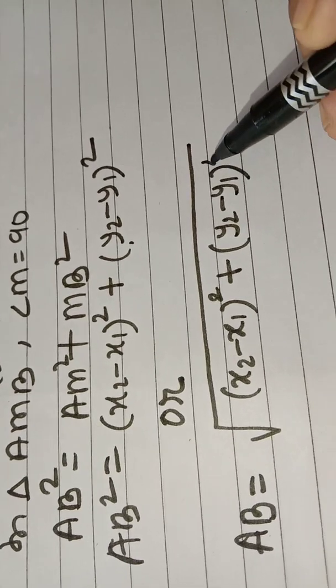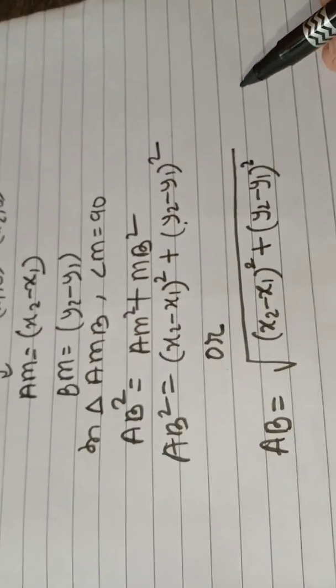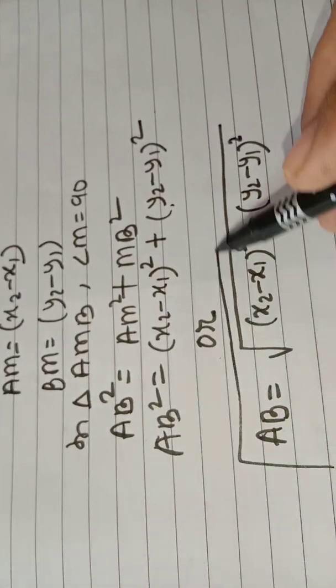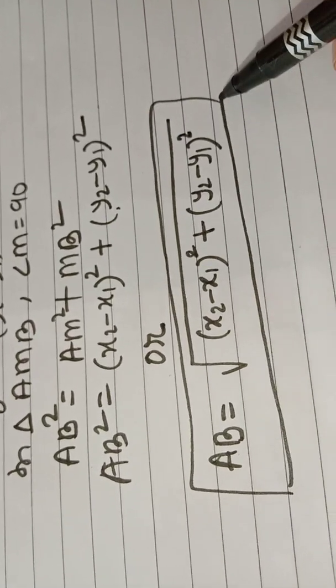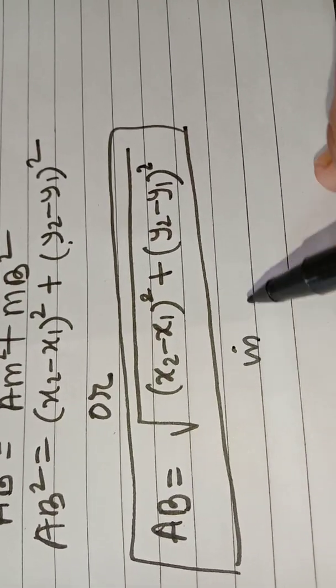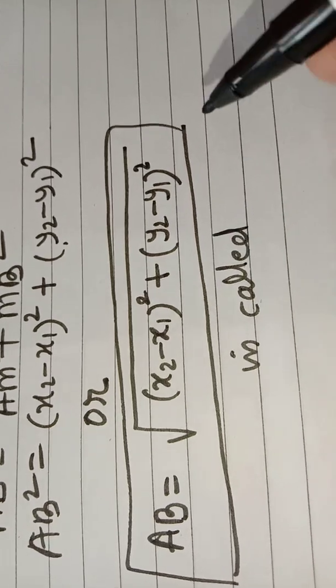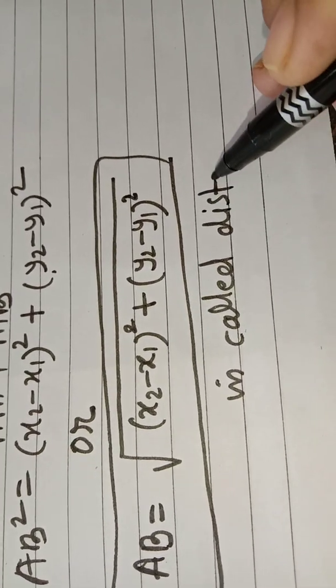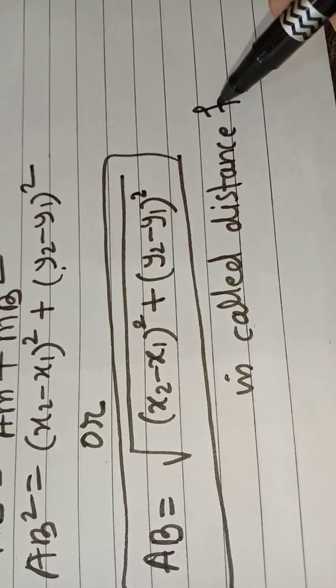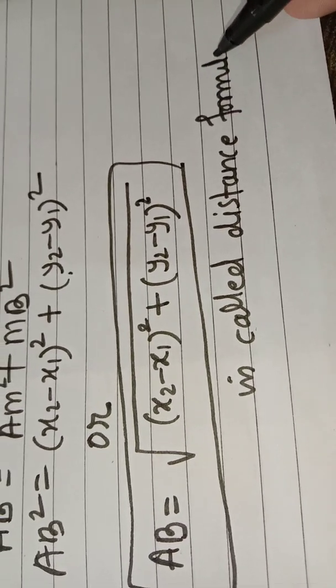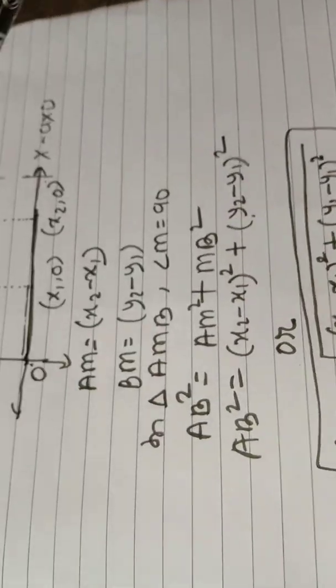And this formula is called as what? The formula we just wrote is called the distance formula. It is called as what? Distance formula. So dear students, this derivation is only for explanation.